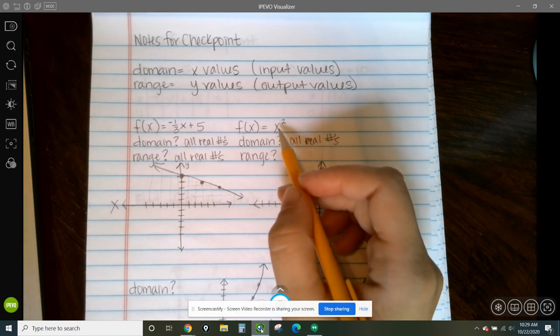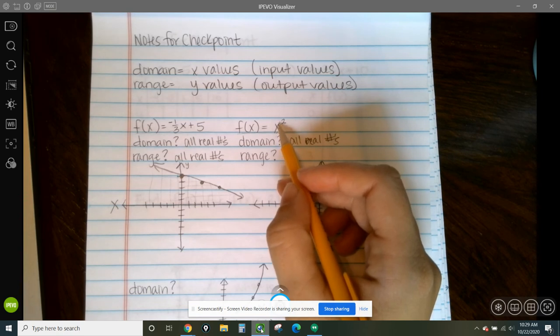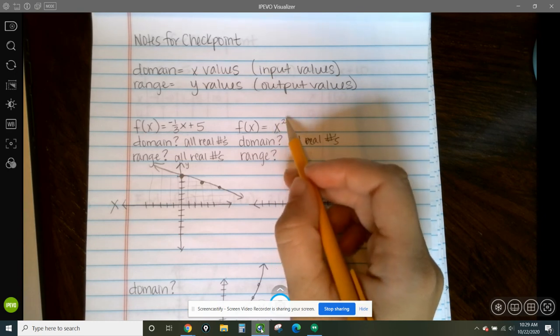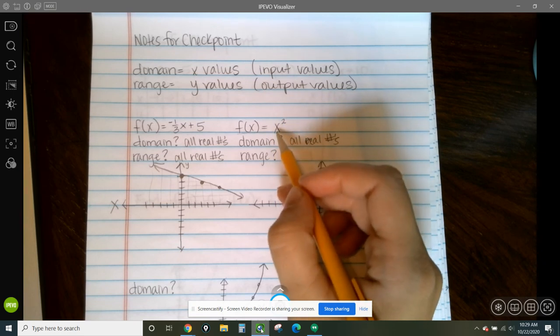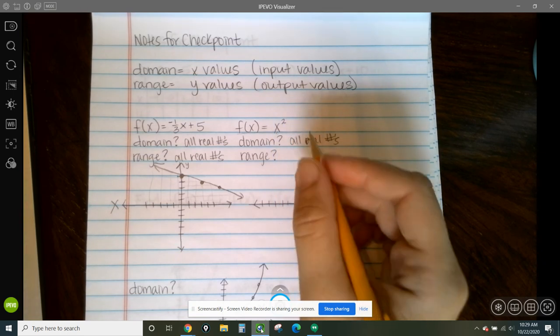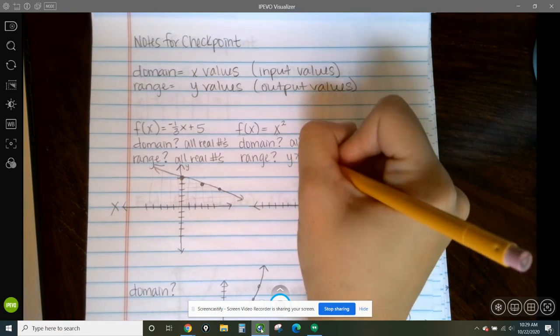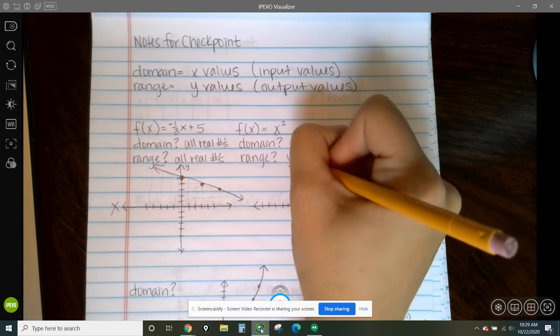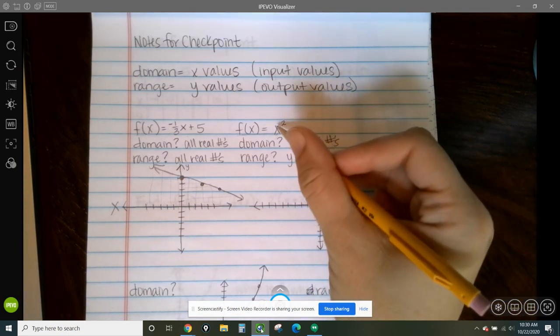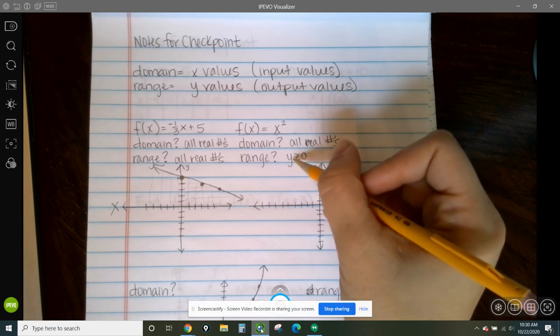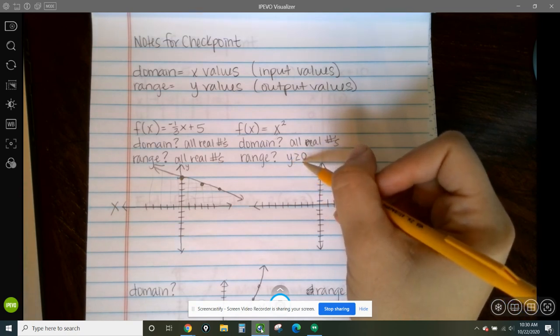If I put in negative 5, so negative 5 squared, or negative 5 times itself, that also comes out as positive 25. Remember, a negative times a negative is a positive. So the only thing that's going to come out of this function are positive numbers. So I'm going to say that y has to be greater than or equal to 0, because it could be 0. We could put 0 in, and 0 squared is 0. So it's going to be all the positive numbers. Y is going to be greater than or equal to 0.